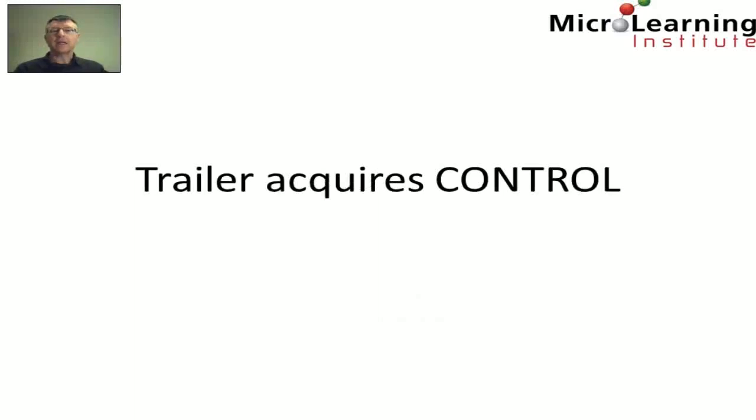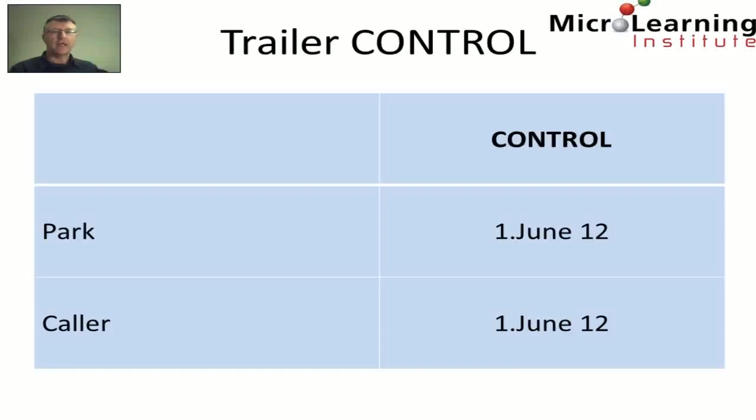So firstly, let's look at when Trailer acquires control of both Park and Calle respectively. And again, we see that even though Trailer acquired a 14% interest in Calle on the 1st of June 2011, Trailer didn't acquire control of Calle until Trailer purchased Park, who already had control of Calle. So Trailer acquired control of both Park and Calle on the 1st of June 2012.